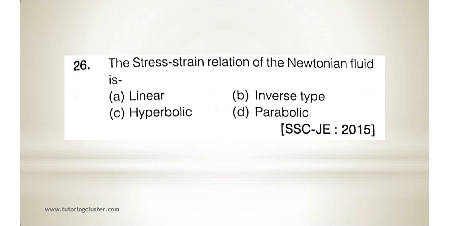Next, question number 26: the stress strain relation for a Newtonian fluid. Now we know for the Newtonian fluid, the equation is tau is equal to mu du upon dy. So basically tau is directly proportional to du upon dy. It's linear. So the correct answer will be a linear relationship.